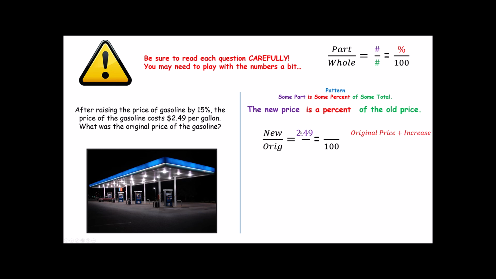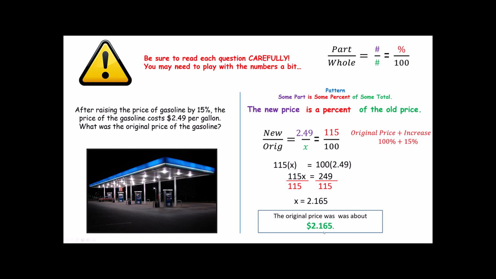The new price is 115% of the original price. And then we're asked the original price. Keep in mind, you have to watch what pieces of information you are given. They could have just as easily said the price changed by a certain amount, and then you would have had to put the percent of the increase here. But since they gave you the new, you got to play with the numbers just a little bit. Once again, that's the hard part. The rest is simply solving a proportion. The original price was about $2.16.